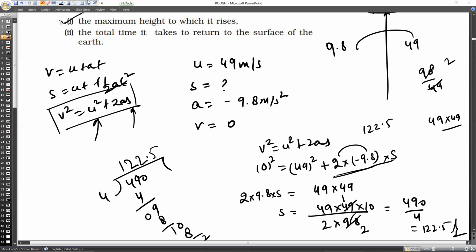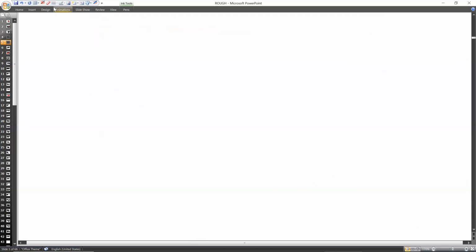So which equation are you going to use in this one for calculating the time? You have to calculate the total time it takes to return to the surface of the earth. Total time means going journey and ending journey. So calculate the one way, and then the other way you can easily calculate. So how are you calculating that?